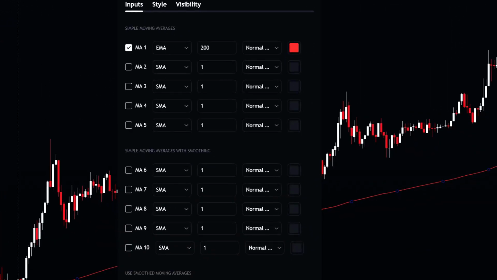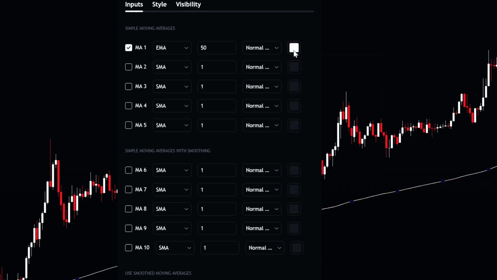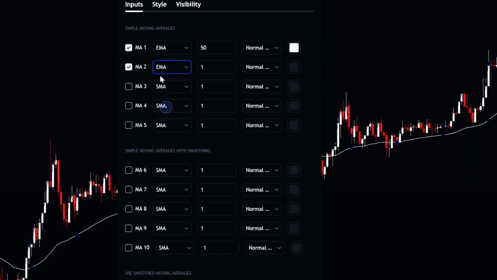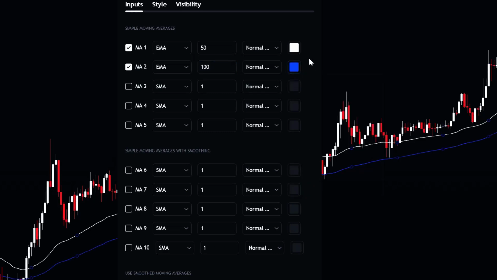Here, we're gonna set the first moving average, or MA, to exponential moving average, or EMA, with a period of 50. Set the time frame to normal and choose whatever color floats your boat. Next up, check the second MA and set it to EMA2 with a period of 100. Keep the time frame at normal and pick a color that works best for you.